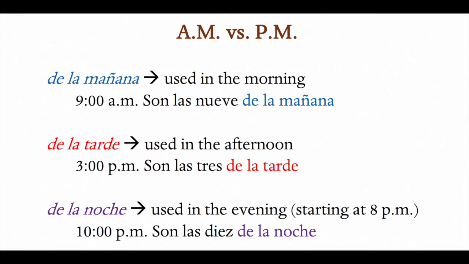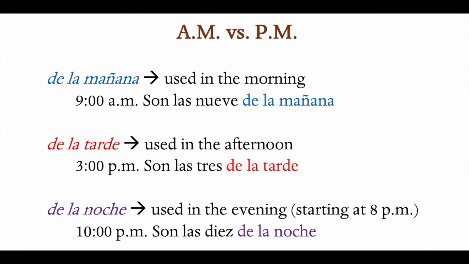Now, when do we go from the afternoon to the evening in Spain? When do we move from de la tarde to de la noche? In Spain, this usually happens at 8 p.m. So if it's 7 p.m., we would say son las 7 de la tarde, still in the afternoon. But if it's 8 p.m., then we would say son las 8 de la noche, already in the evening.